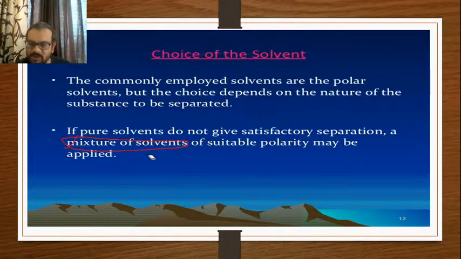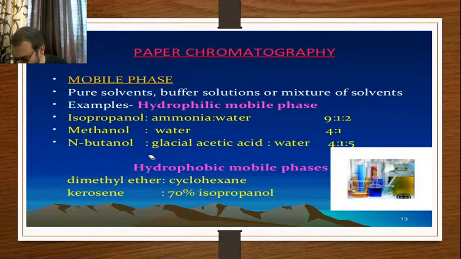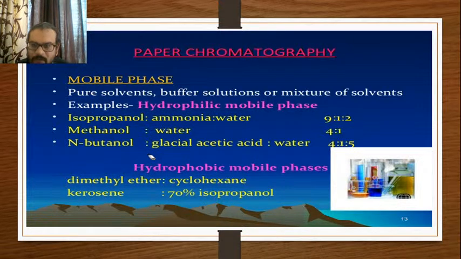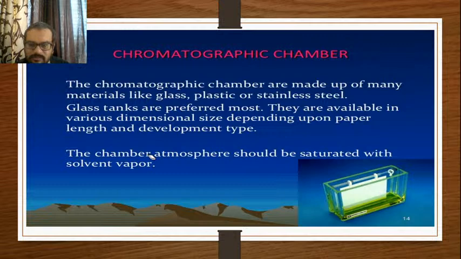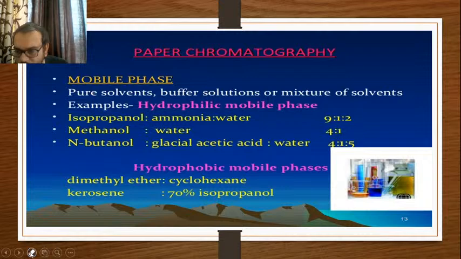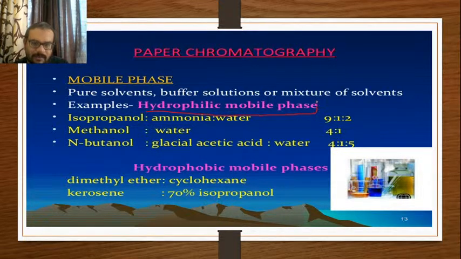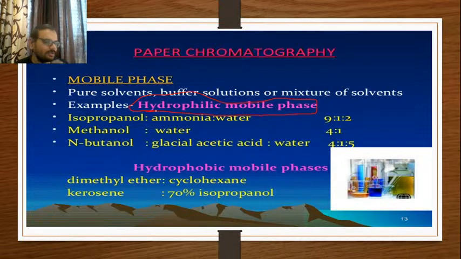So a mixture of solvents can be a choice. We will cover the paper chromatographic mobile phase and chromatographic chamber; you can have an overview of it. Here is the composition. If you need a hydrophilic mobile phase, remember you have the luxury of using hydrophilic and hydrophobic mobile phases depending upon the polarity of your sample. If you choose a hydrophilic mobile phase, this needs to be understood.